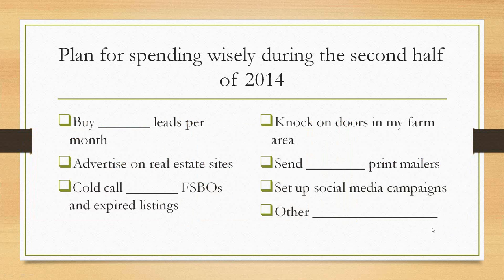This is a plan for spending wisely during the second half. Buy X leads per month, advertise on real estate sites, cold call, contact first-time sellers, buyers and expired listings, knock on doors in the area where I am working, send XYZ print mailers, set up a social media campaign and others. You need to decide a few areas where you think this will work for you in the next 6 months. All these things written here are generic. You can customize them according to your area and prepare your second half business plan.